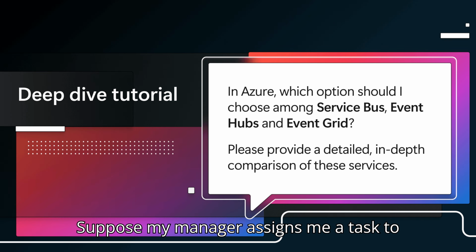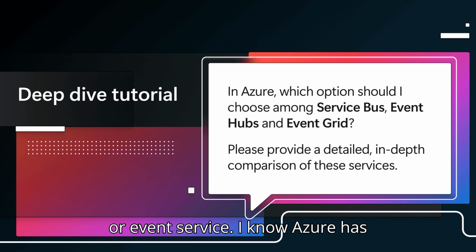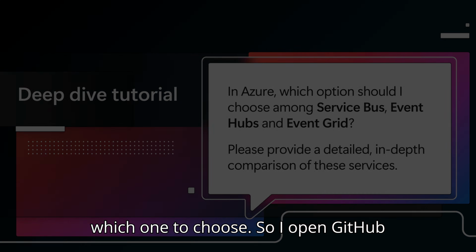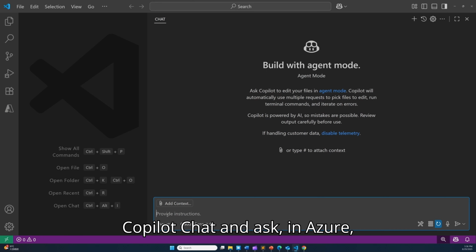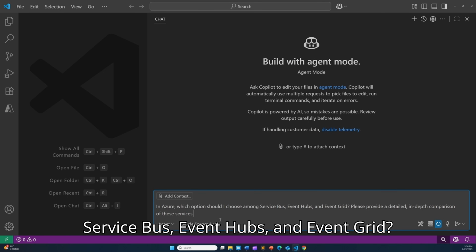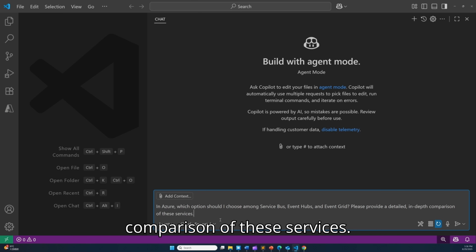Suppose my manager assigns me a task to design a system that requires a messaging or event service. I know Azure has several options, but I'm not sure which one to choose. So I open GitHub Copilot chat and ask, in Azure, which option should I choose between Service Bus, Event Hubs, and Event Grid? Please provide a detailed, in-depth comparison of these services.